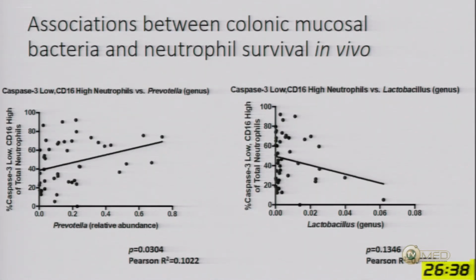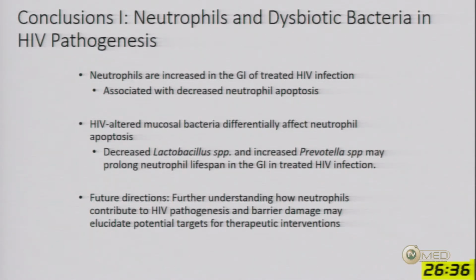So we really think that what's happening here is you have an increase of the neutrophils in the GI tract during HIV infection, they're accumulating, and that this is associated with decreased neutrophil apoptosis. But the HIV-altered mucosal bacteria differentially affect neutrophil apoptosis, including decreased lactobacillus species and increased Prevotella, which may prolong the neutrophil lifespan in the GI in treated HIV infection.